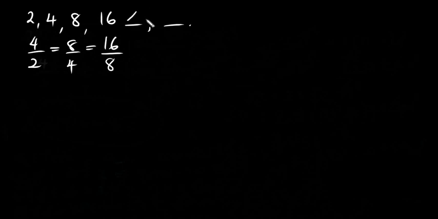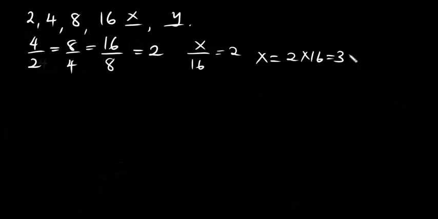So to find the value of x and the value of y, we need to use this ratio, which is 2. So it's common for each case. So to get the value of x, x over 16 should give us 2. So to get the value of x, we need to multiply 2 by 16, which is 32. So the value of x is 32.